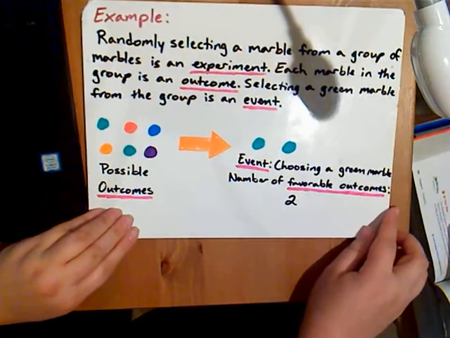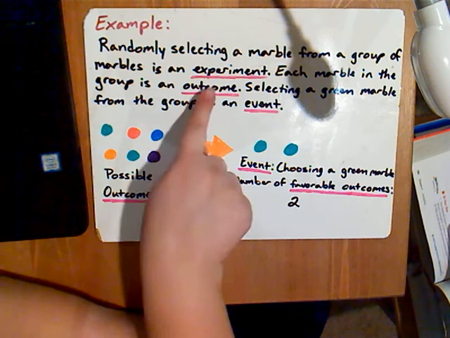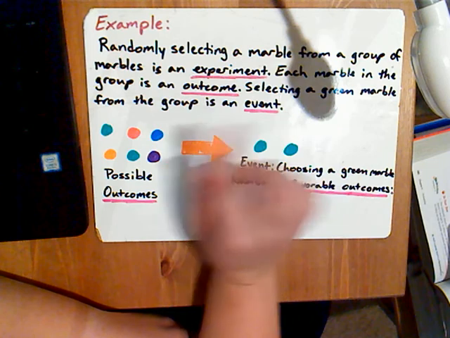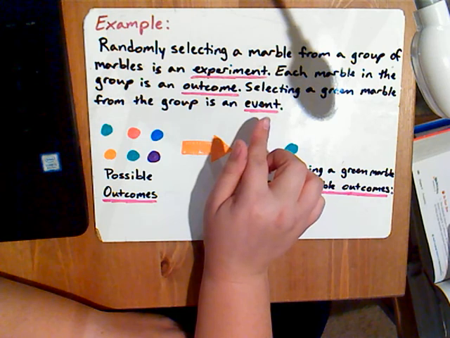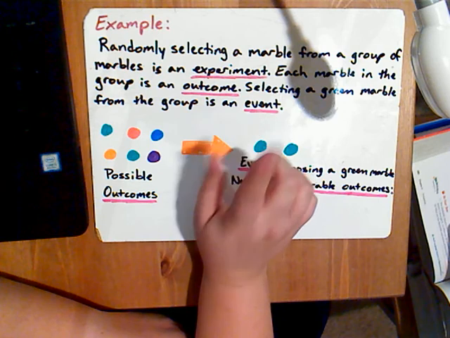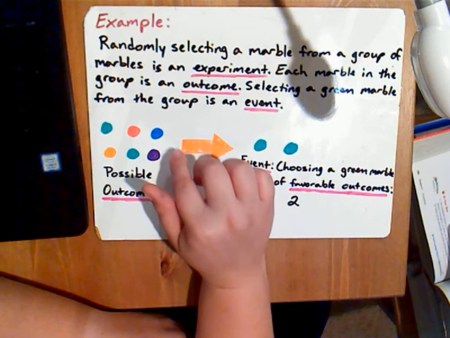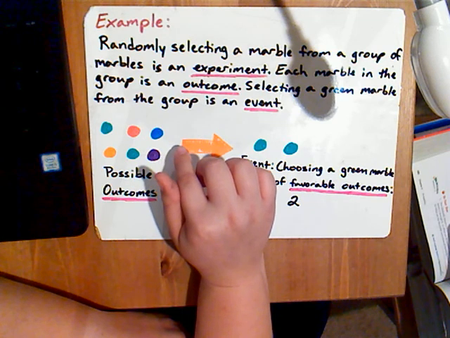So we're going to use our first couple of key terms, experiment, outcome, event, and favorable outcomes, so that you can see what that looks like. Randomly selecting a marble from a group of marbles is an experiment. Each marble in the group is an outcome, and selecting a green marble from the group is an event. So selecting a marble from the group is the experiment.